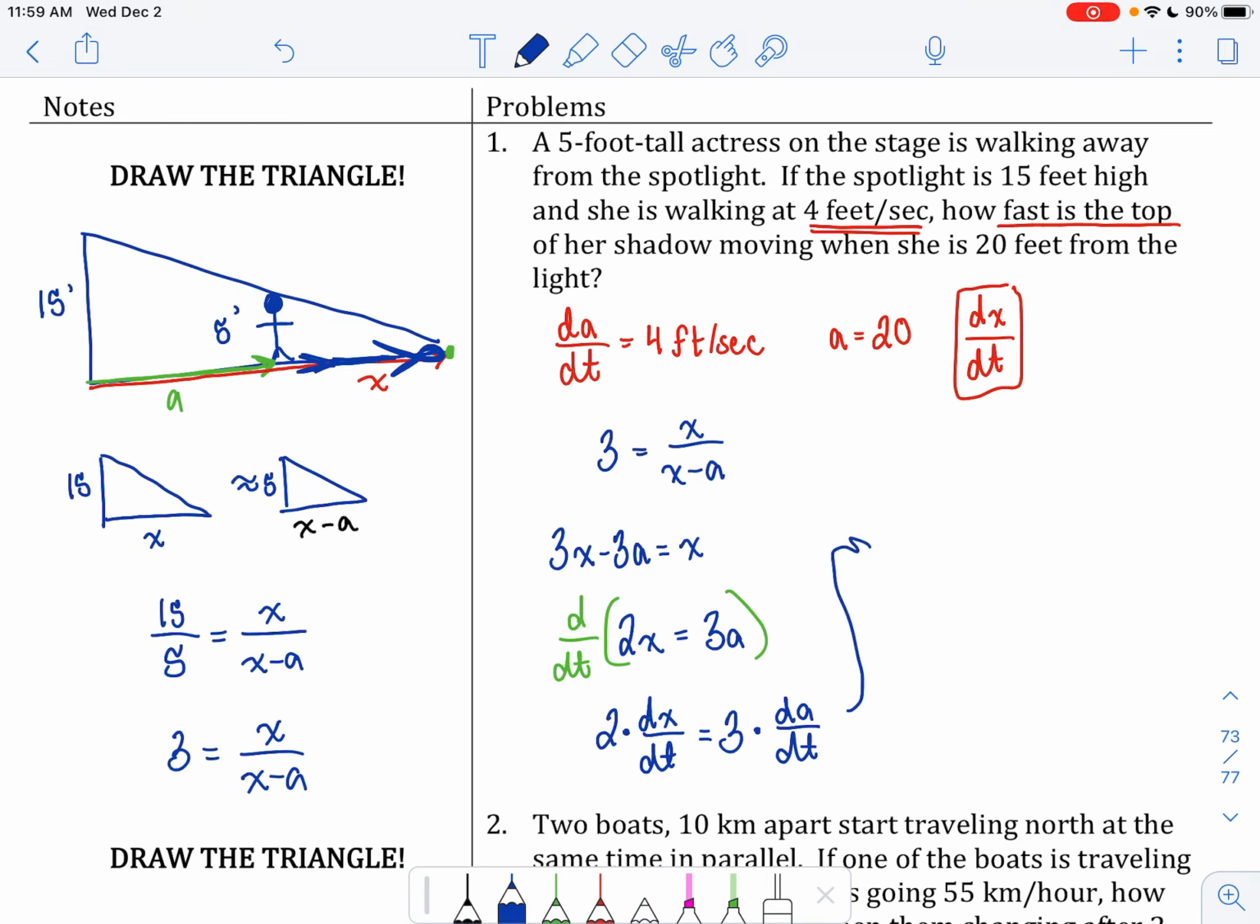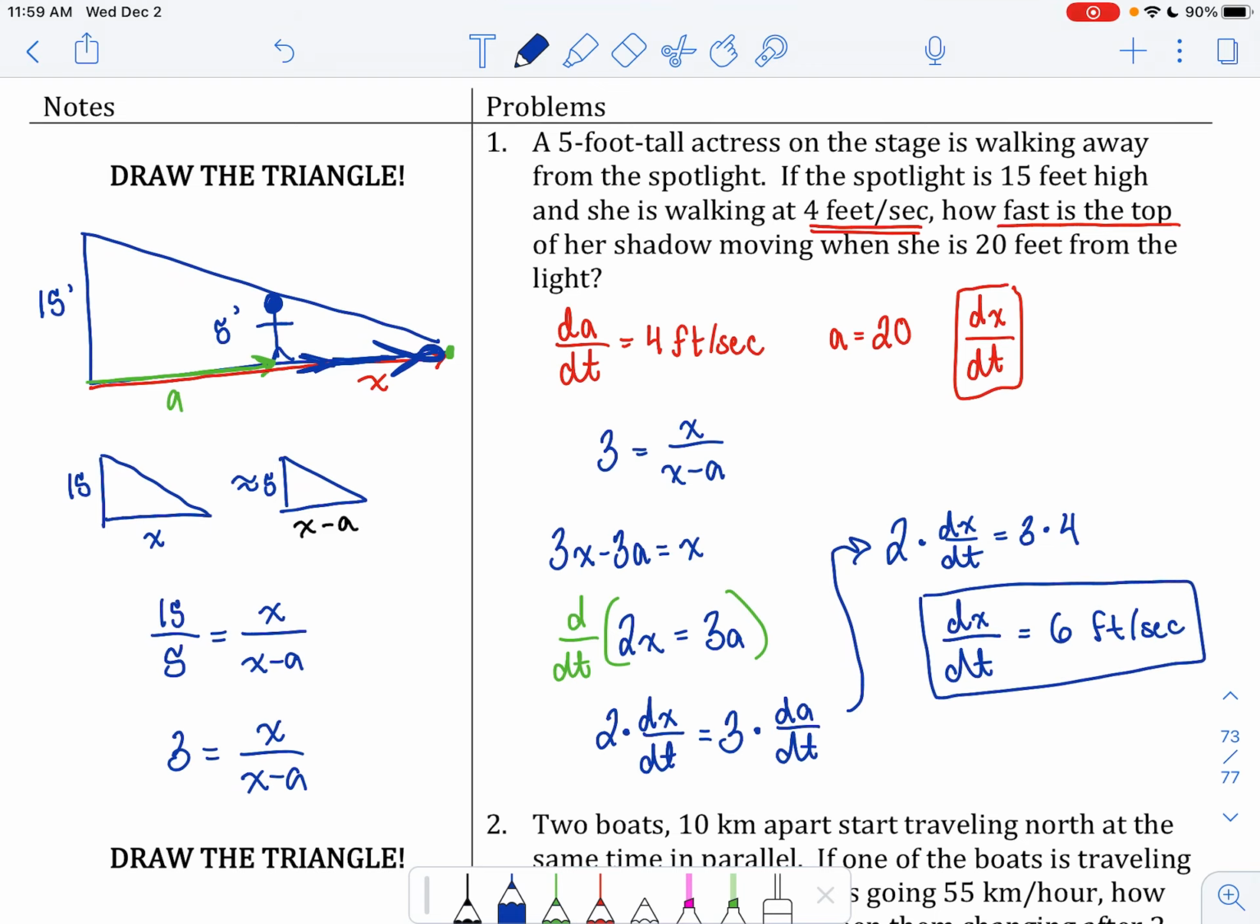Now we know dA/dt, as it's given, is 4 feet per second. So 2 times dx/dt is equal to 3 times 4. Divide both sides by 2. The rate of the shadow on the ground is 12 divided by 2, which is 6. And then the word problem gives us our unit, which is feet per second. So again, it looks like a very complicated problem. It doesn't even maybe seem like a calculus derivative problem.